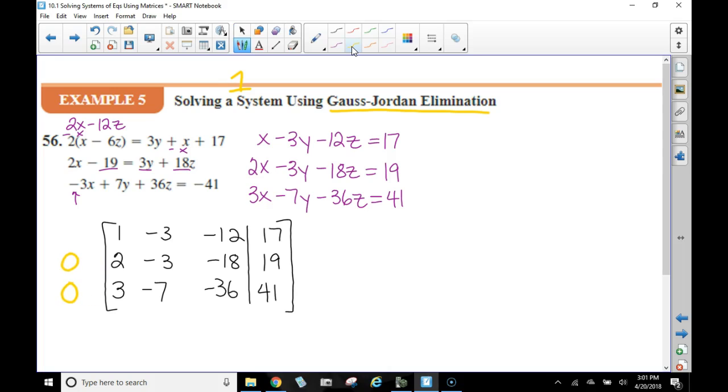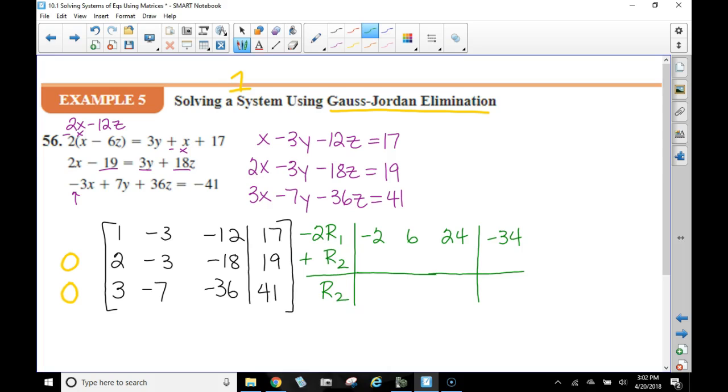Okay? Now, to get my lead 0 here in the second row, the plan is to take a negative 2 times row 1, add that to row 2 to get a new row 2. Good times? Okay. So, negative 2 times row 1. Let me try not to mess that up. Negative 2 times row 1 would give me negative 2, positive 6, positive 24, augmented with a negative 34.